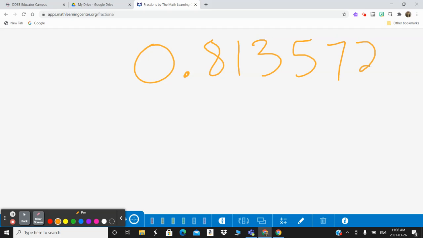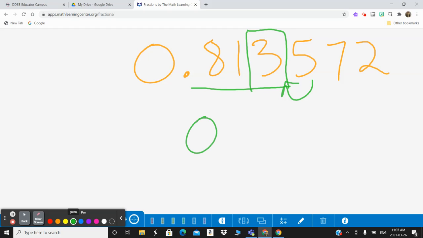Here we go. Take a moment, and you're going to round this. Okay, if you followed it, there's my door. 5 is knocking on the back door. This would be your answer, 814 thousandths because 5 or more raise the score. Let's go do another one.